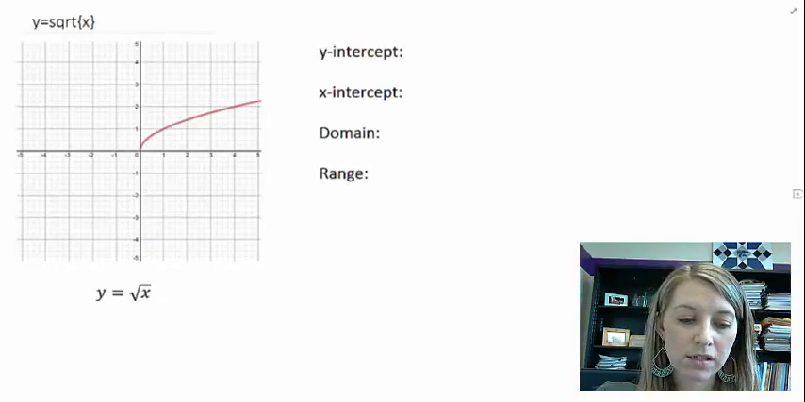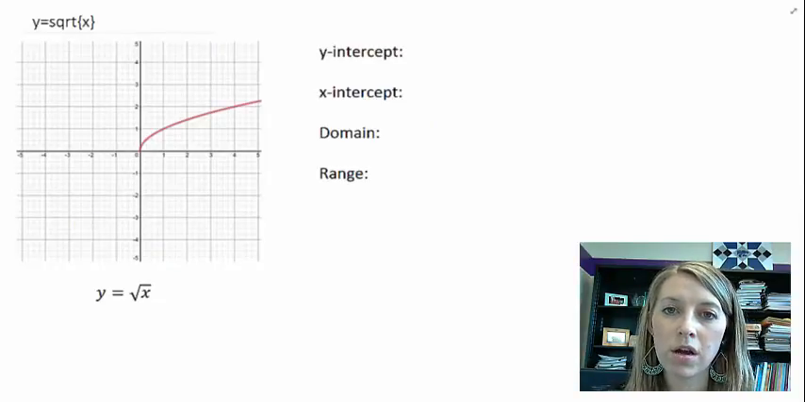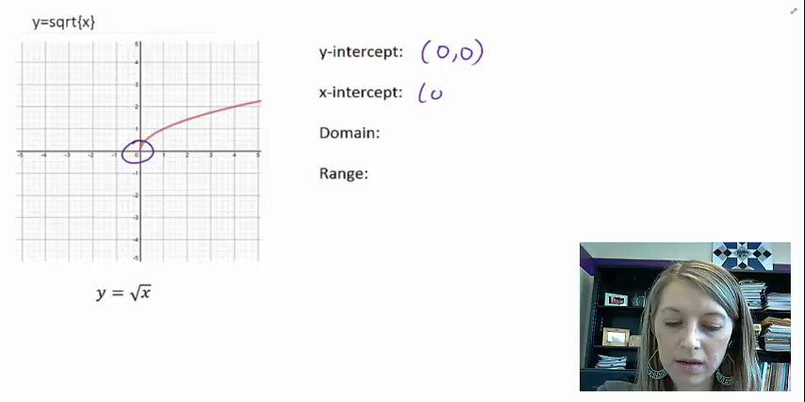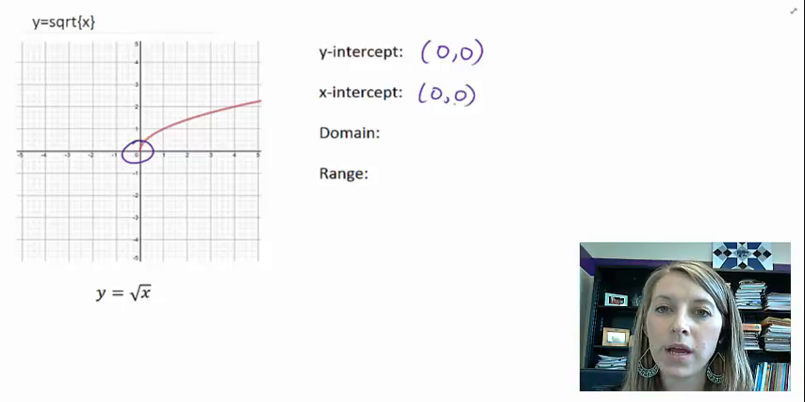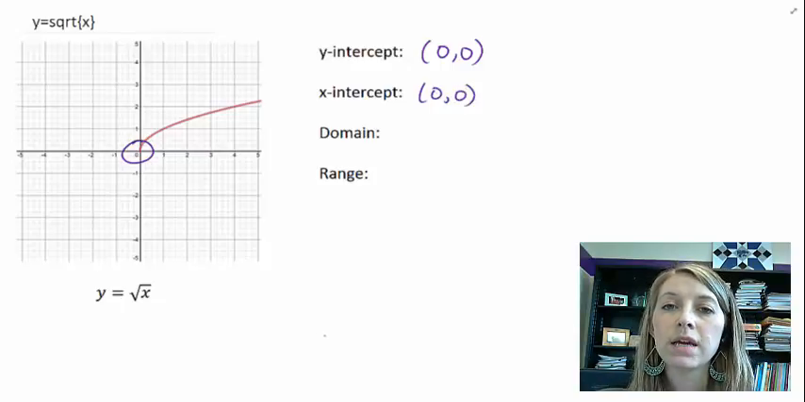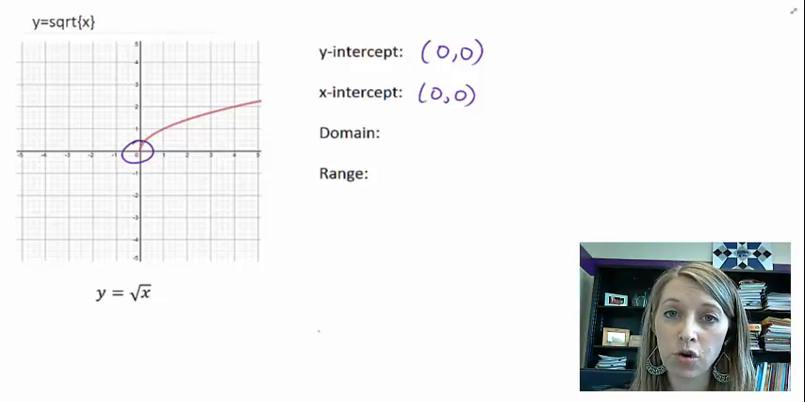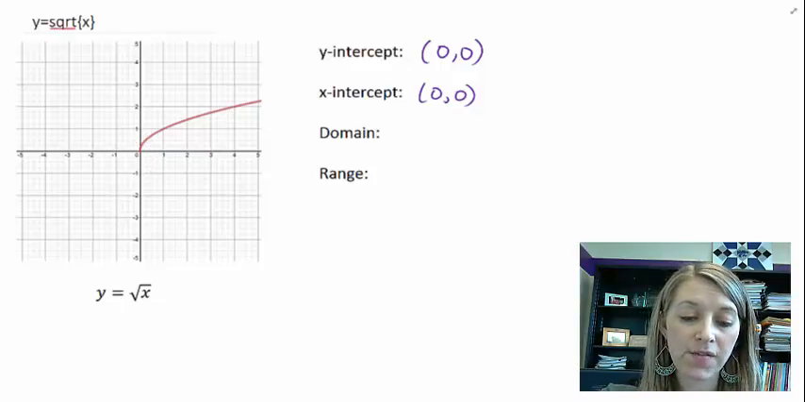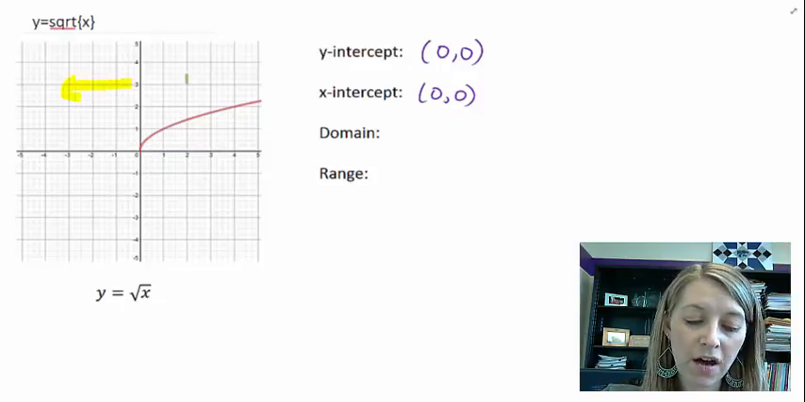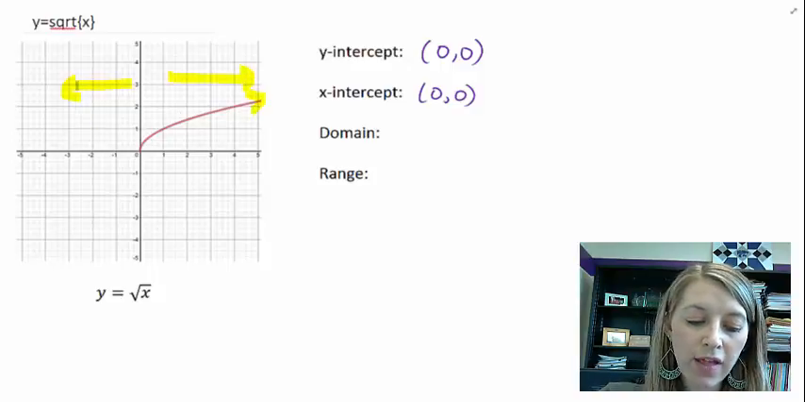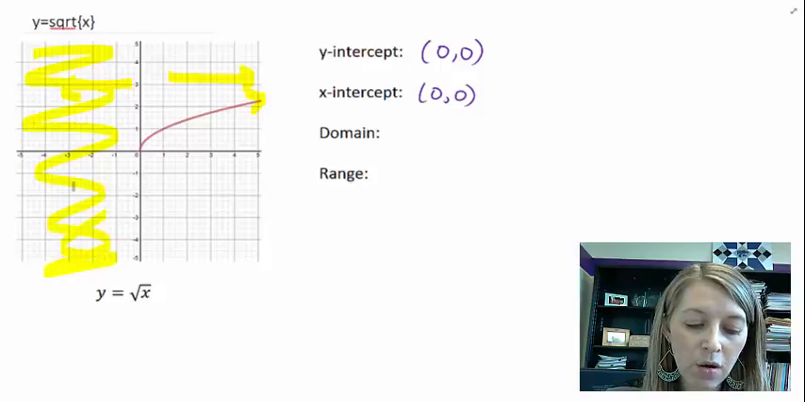Square root of x. Pause the video, work it on your own. Again, my x and y intercepts are both at the origin. Again, this is a theme because these are the basic functions. These are not transformed in any sort of way yet. Domain is my x values. So how far left and how far right does this graph go? The right goes forever. The left, notice we don't see anything over here.